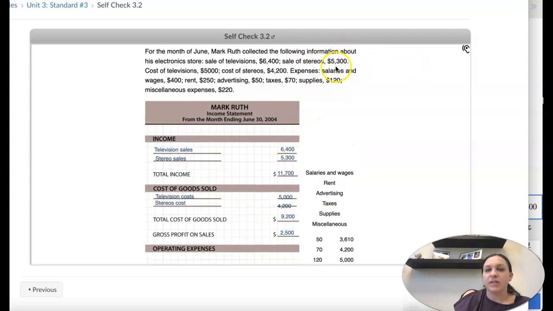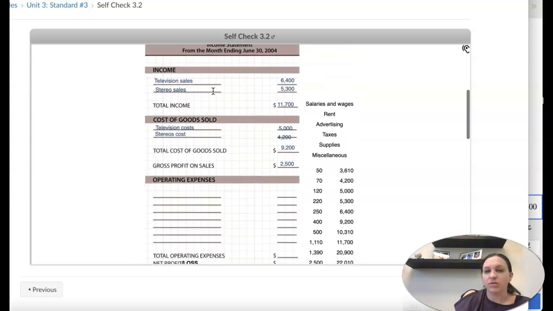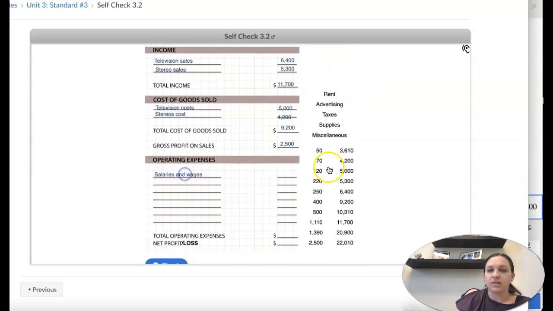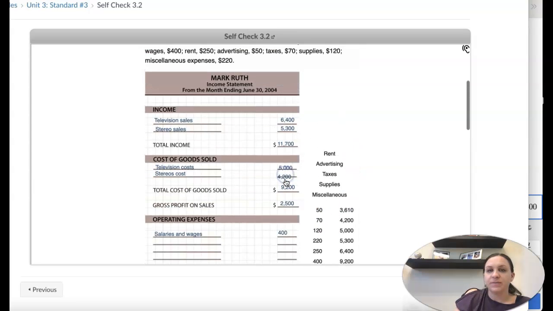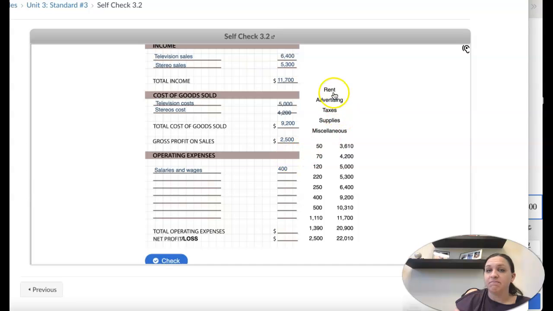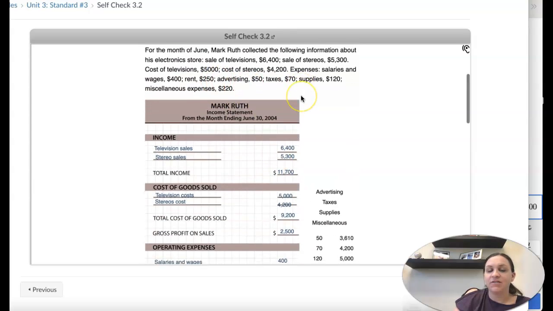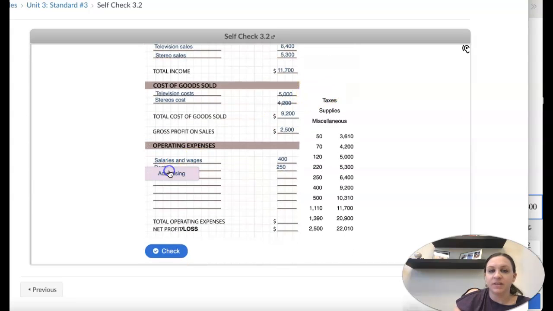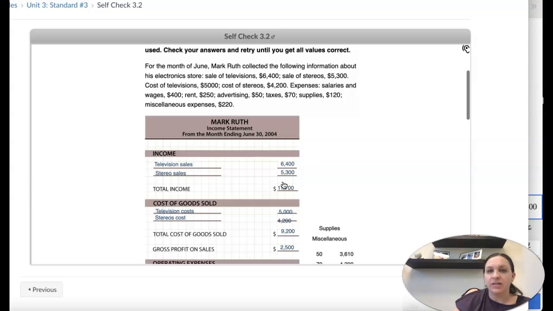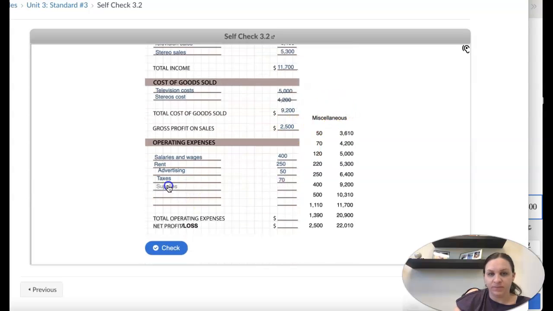And then it goes into expenses. So salaries and wages are $400. This must be really old because that's not that much, right? Rent is only $250. Yep. Sweet. Advertising, $50. Taxes, $70. And supplies, $120. See, I'm just dragging and dropping here.